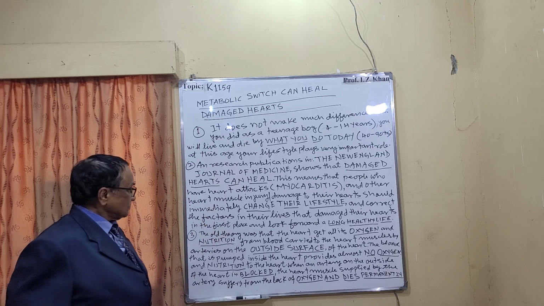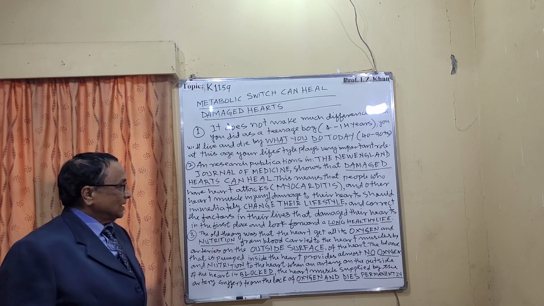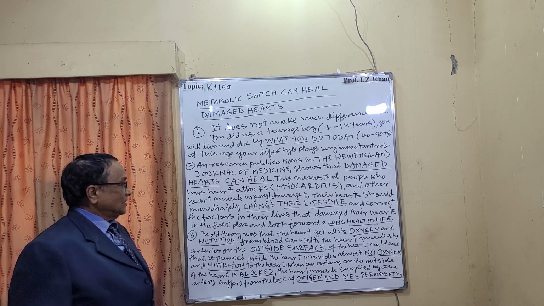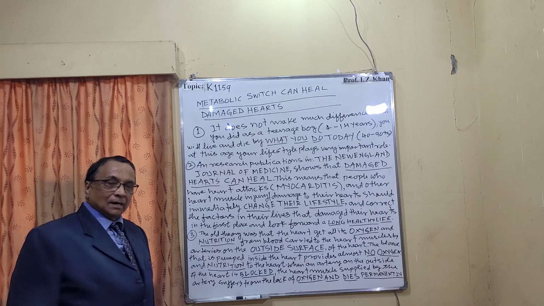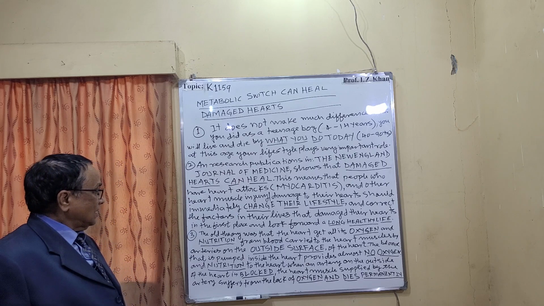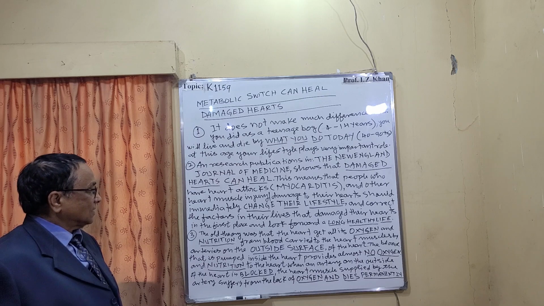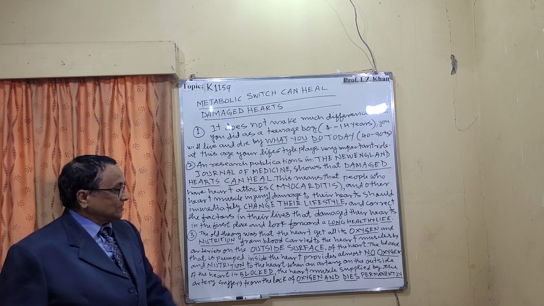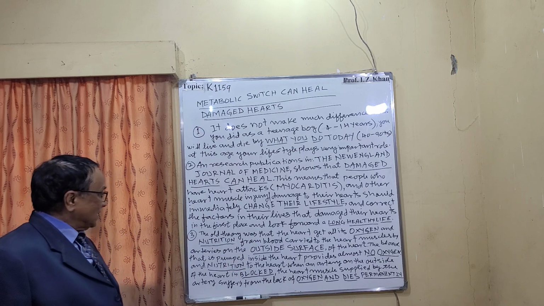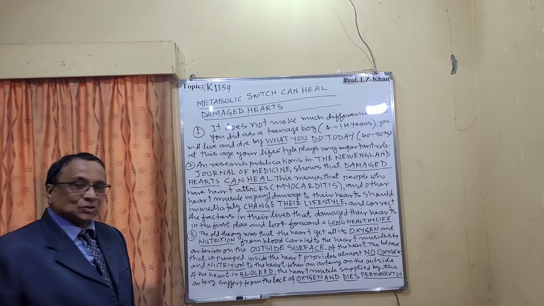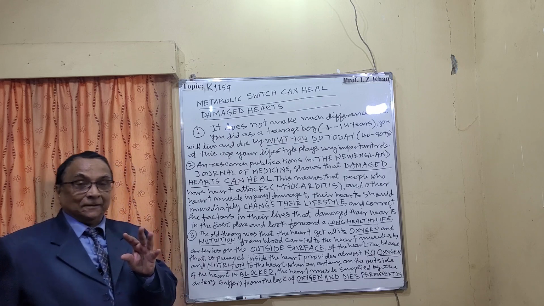Number 3, the old theory was that the heart gets all its oxygen and nutrition from blood carried to the heart muscles by arteries on the outside surface of the heart. The blood that is pumped inside the heart provides almost no oxygen. This is the latest theory.